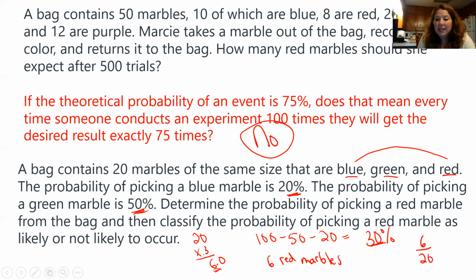Is this going to be as likely or not likely to occur? Well, as likely as not is 50%, and 6/20 is not 50%, because 10/20 would be as likely as not. So I guess you would have to classify it as unlikely. This is unlikely because it's less than 50%.